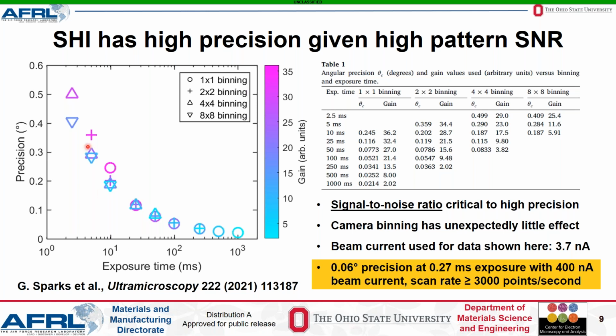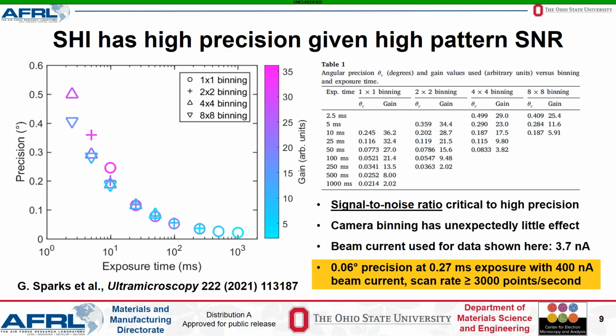Now, here it takes a relatively long exposure time to achieve a very high precision, but that's essentially because I used a relatively low beam current here in order to allow reaching such a long exposure time without simply saturating the camera. More recently, I proved my hypothesis that improved scan rates would be possible while maintaining the high level of precision by using an increased beam current.